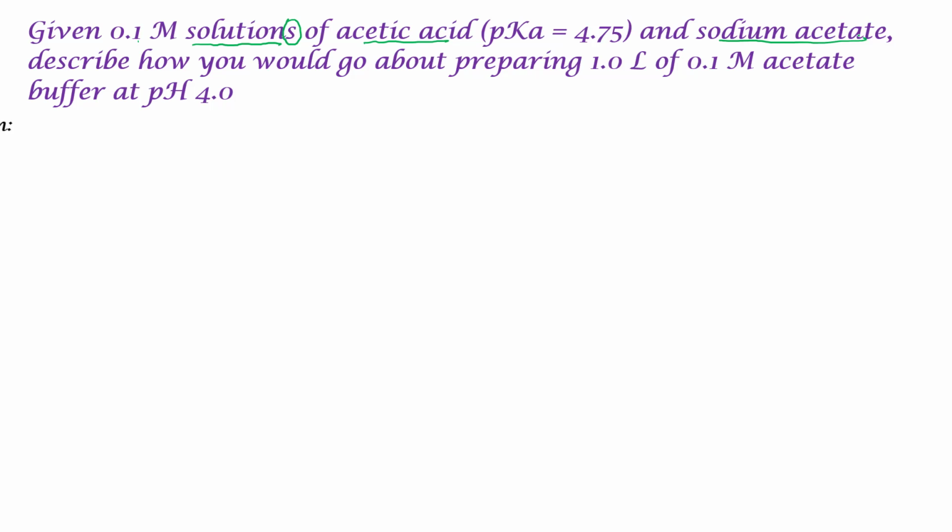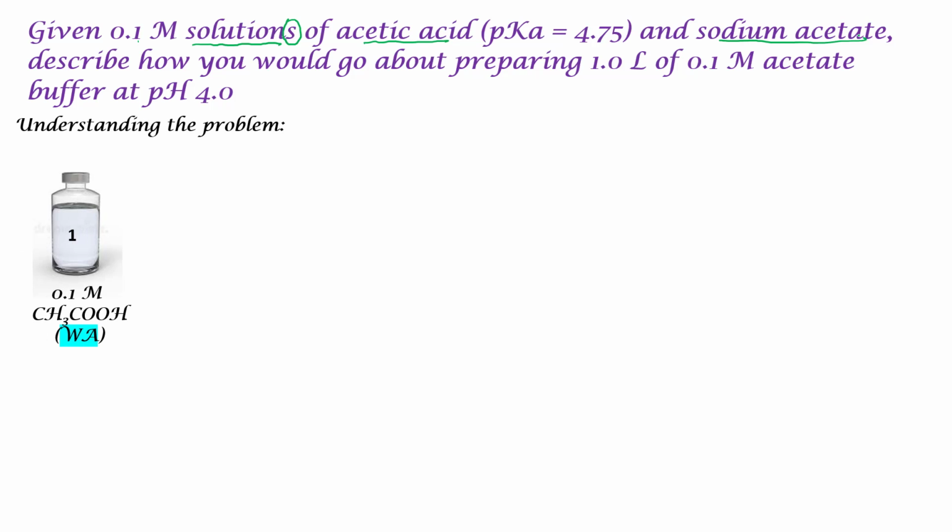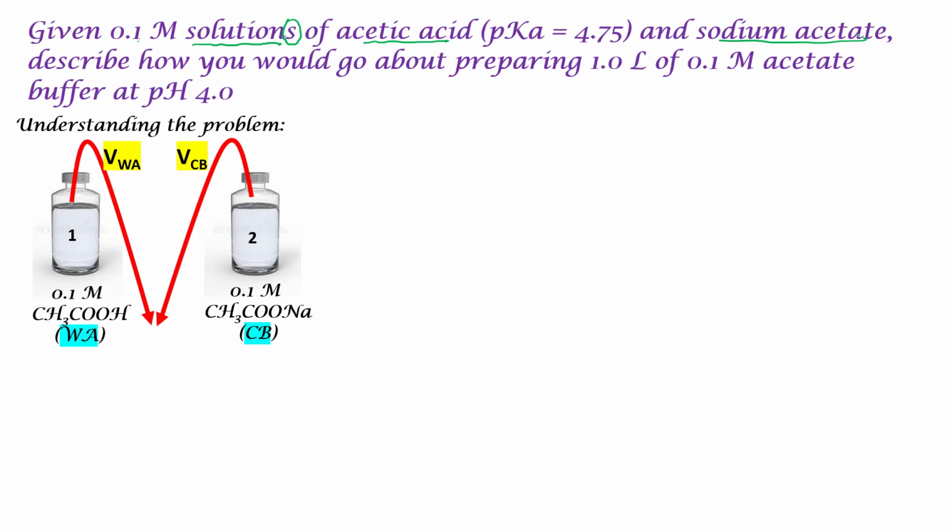We're going to represent this using a bottle. Here we have a bottle containing 0.1 molar acetic acid, which is our weak acid. Then we have another bottle, labeled number 2; the first one was labeled number 1. In the second bottle we have 0.1 molar sodium acetate, which is our conjugate base. We're going to mix them, taking some volume of weak acid, which we call VWA, and then VCB, the volume of conjugate base that we're going to take from bottle 2.